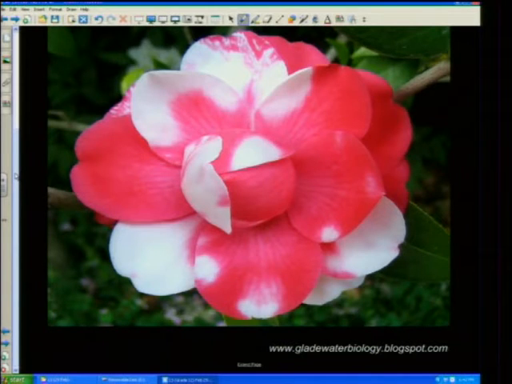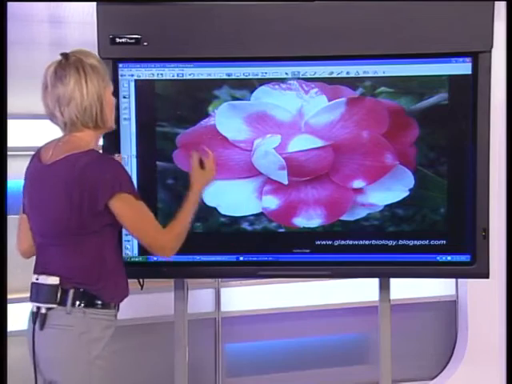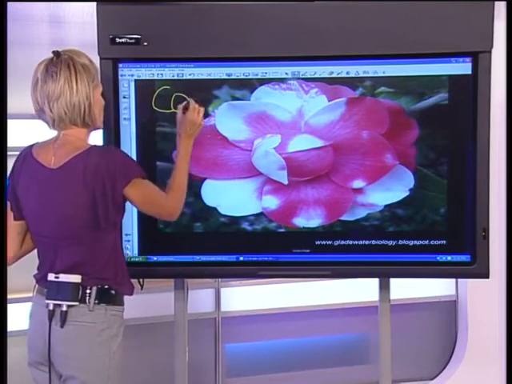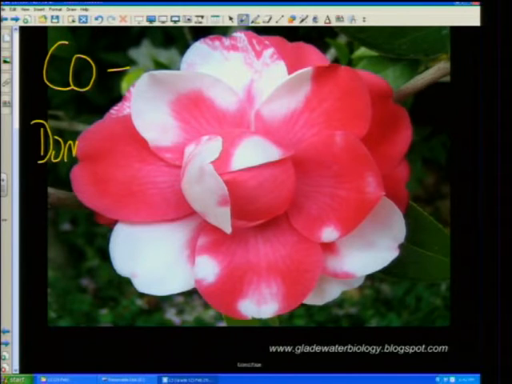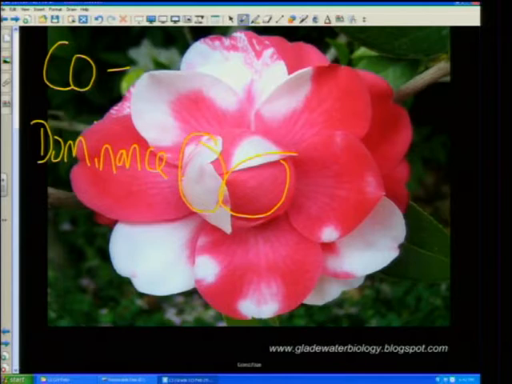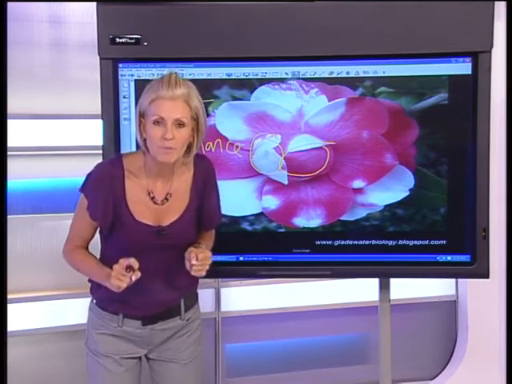If you go and have a look at that site, this is a perfect example of codominance. I've got the pink, I've got the white. Codominance would be, for example, a Friesland cow.